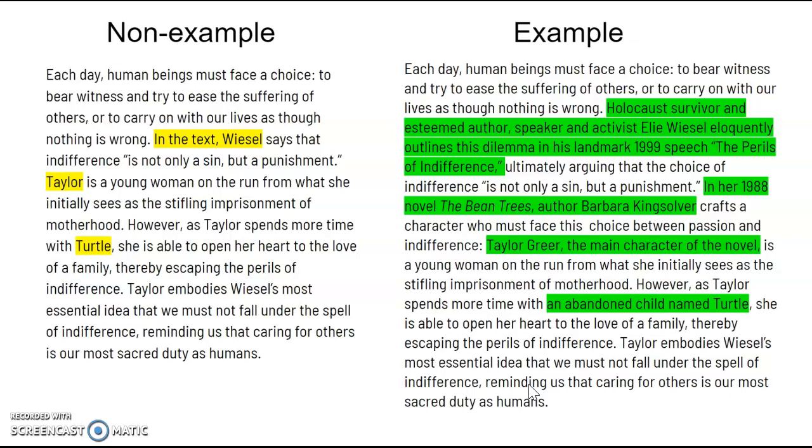Finally, we give a little bit more information about the characters. Taylor Greer, we give her first and last name, and then briefly introduce that she is the main character of the novel, and a little bit more information about Turtle, who is an abandoned child. When we add in this context, it's much easier for the reader to follow along. We're not making assumptions that the reader knows what we're talking about.